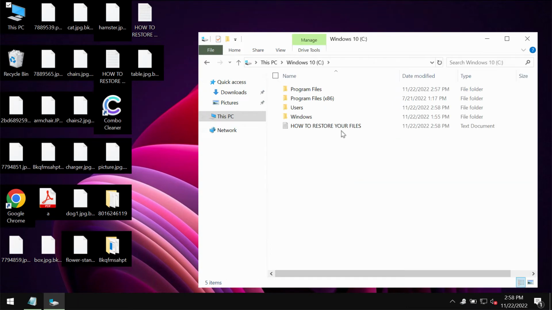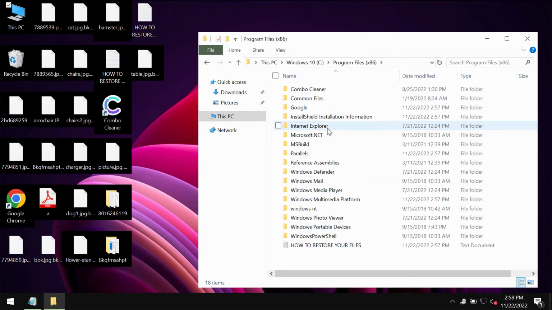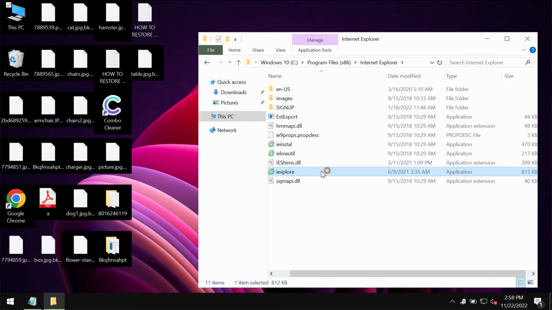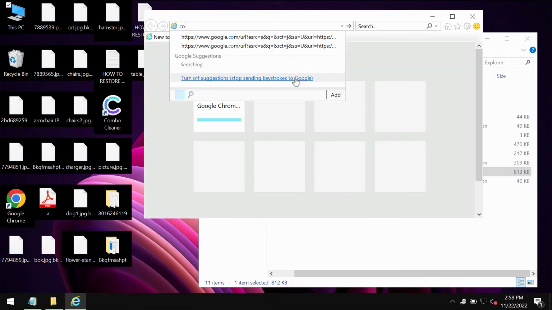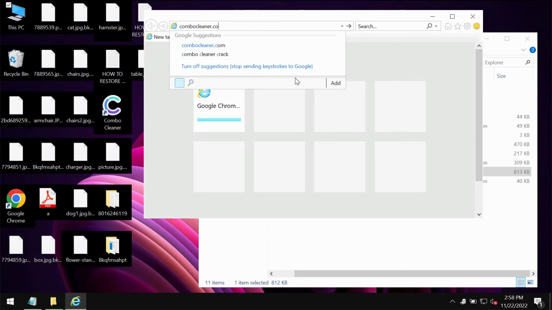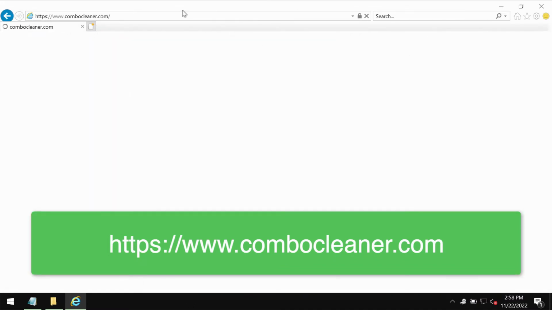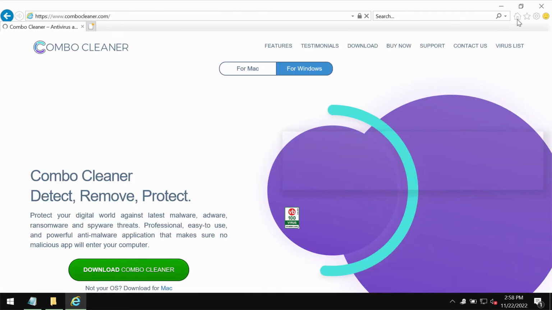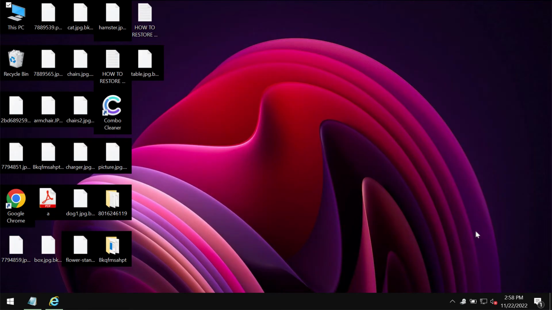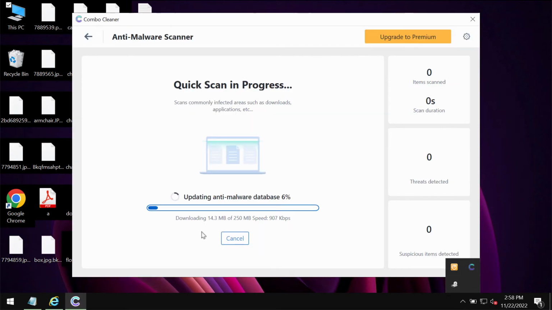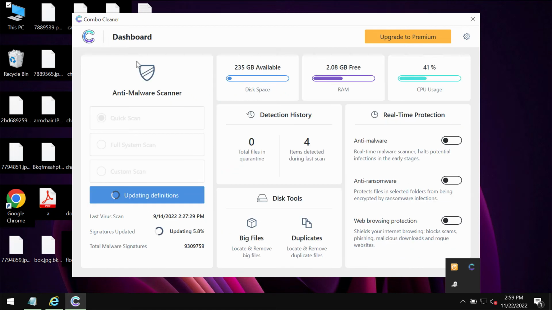What I recommend you to do right away is immediately examining the system with the reliable anti-ransomware tool called Combo Cleaner. You may get Combo Cleaner Antivirus on the official website combocleaner.com. Download the program, install it, and then you need to start the program and select the Scan button.